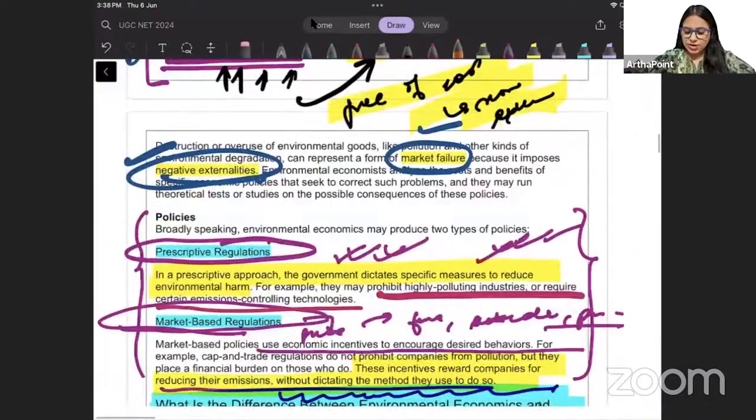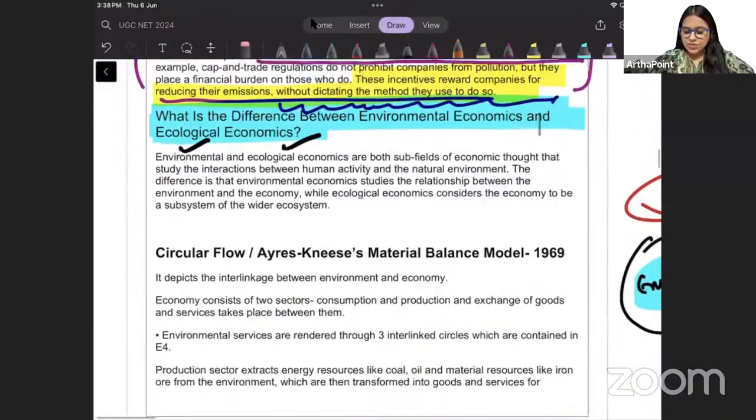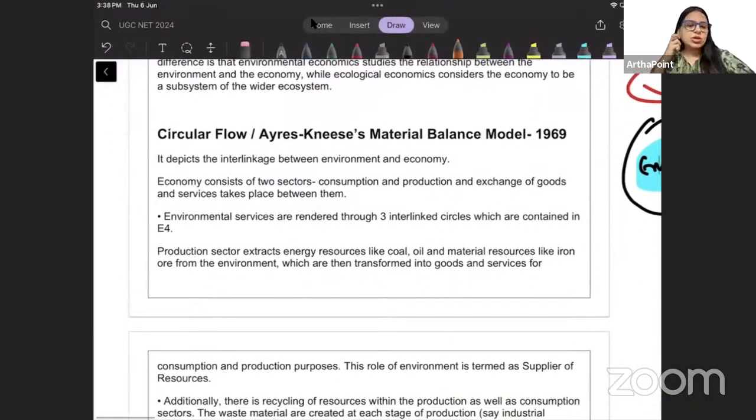Okay beta, let us try to understand this thing. तो सबसे पहले हम एक circular flow की बात करते हैं. We will begin the session by understanding what is the Ayres-Kneese material balance model. Whenever you study any model, आपको ये जानना बहुत ही जरूरी है, it is very important that you understand कि वो कौन से साल में आया था, the year in which it came, right? So this model came in 1969.